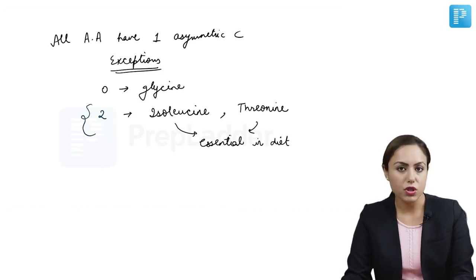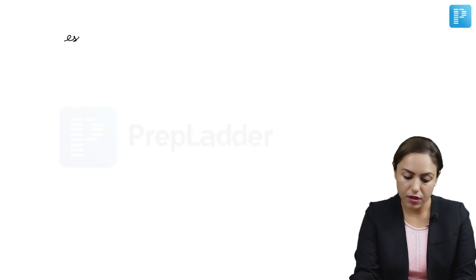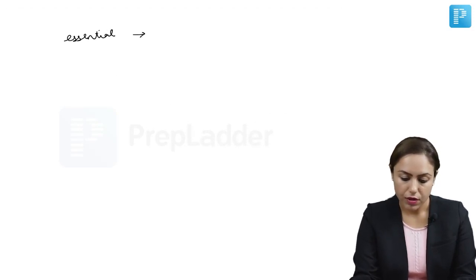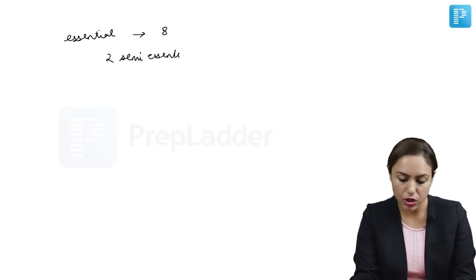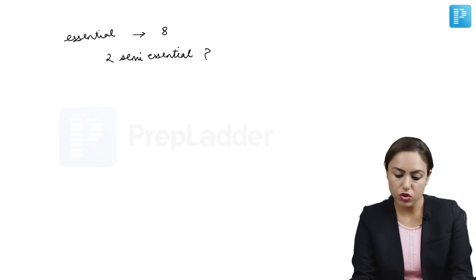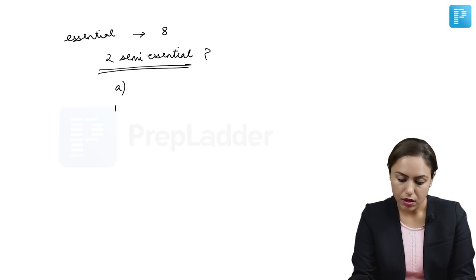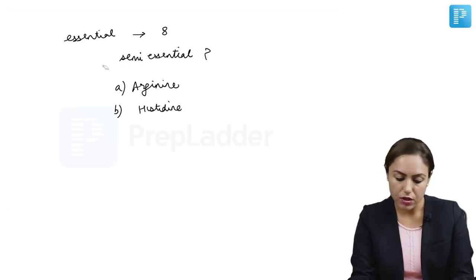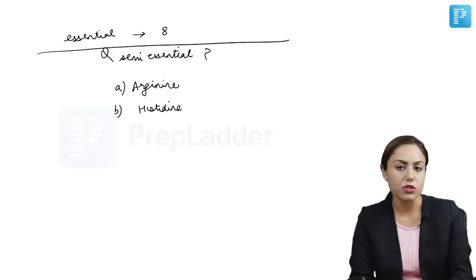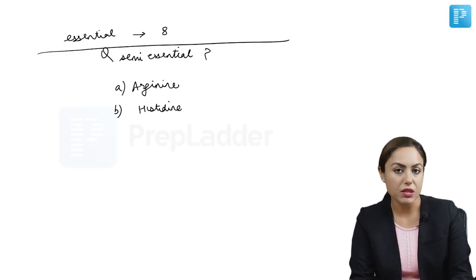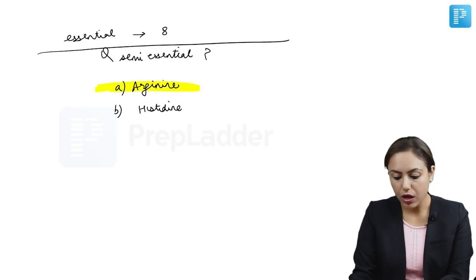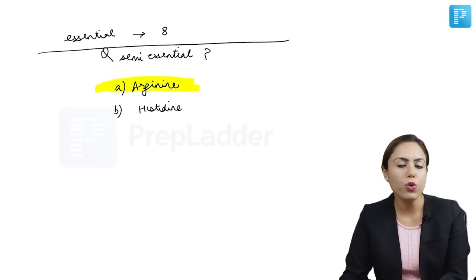So these are essential. Now how many amino acids are essential? We have 8 essential amino acids and we have 2 semi-essential amino acids. Which are the 2 semi-essential amino acids? They are arginine and histidine. Okay. If a question is asked which amino acid is semi-essential and both arginine and histidine are given, then which one will you mark? You will mark arginine, because arginine is more towards the essential category as compared to histidine.